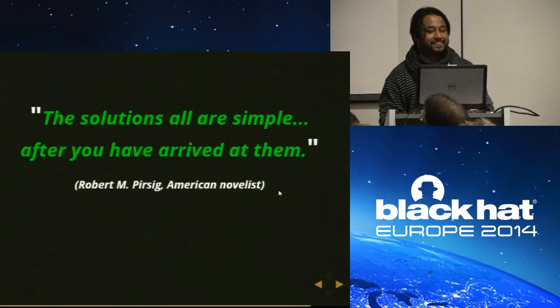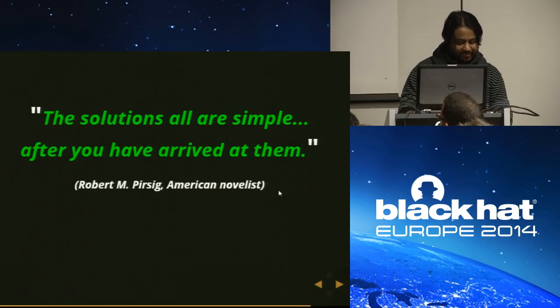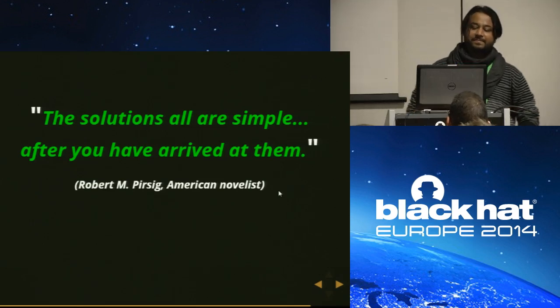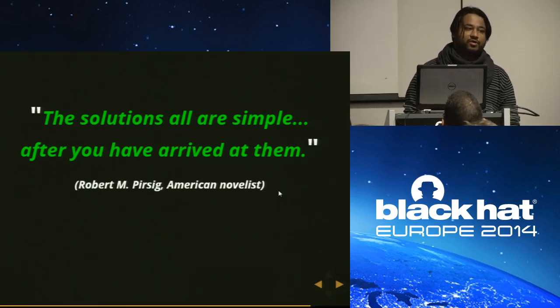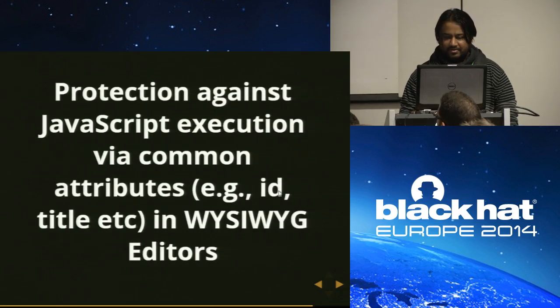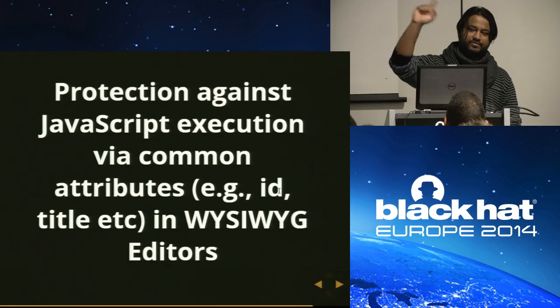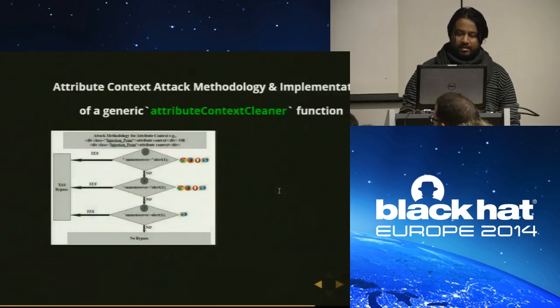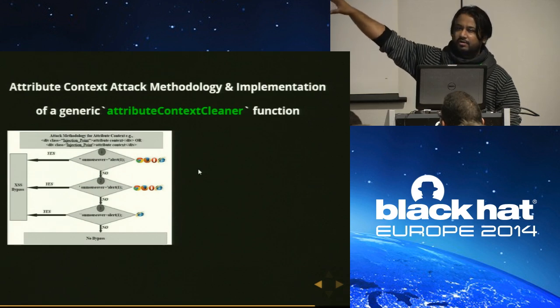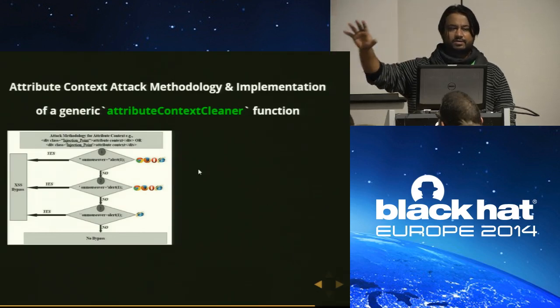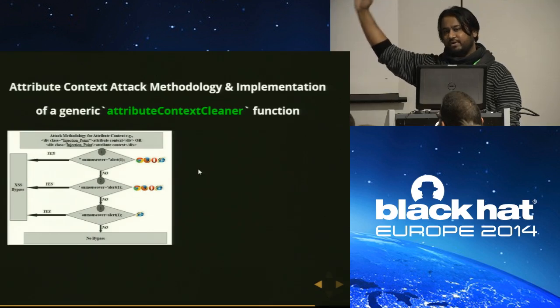So the solutions. Before presenting a solution, and we have some time left: the solutions are all simple after you have arrived at them. This is a very good saying, but the problem is the work you have to do to arrive at them. So how to give protection against JavaScript execution via attributes? I showed you a chart, the first chart, with a 3-step process. Remember this chart, this is a 3-step process. So how should the protection look? It should look very simple. If I ask you, just by looking at this graph, what would you do, how would you design a filter? Would anyone like to suggest anything?